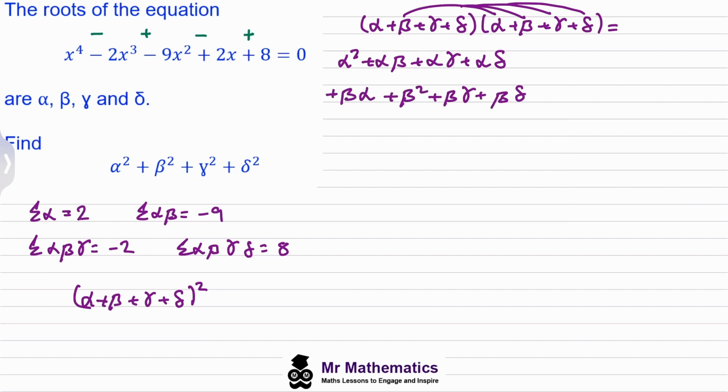Then we'll look at the gamma term. We'll get gamma alpha, gamma beta, gamma squared, and gamma delta. And then finally, the delta term, we'll have delta alpha, delta beta, delta gamma, and delta squared.